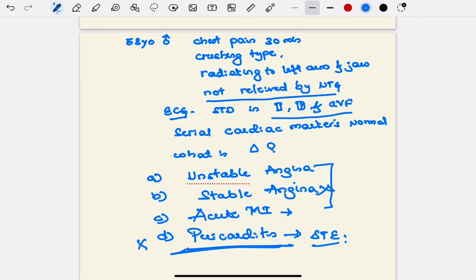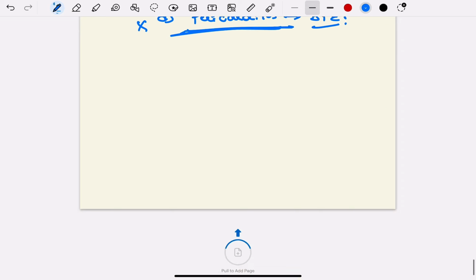Now we are left with unstable angina and acute MI. Everyone will know this: acute MI means myocardial infarction, which means death of tissue has happened, so biomarkers will be elevated. But here the biomarkers are normal, so obviously option C is also ruled out. So we are left with unstable angina, and that's the answer. This is by the ruling out method, and if you know the definition, you can easily diagnose this condition.